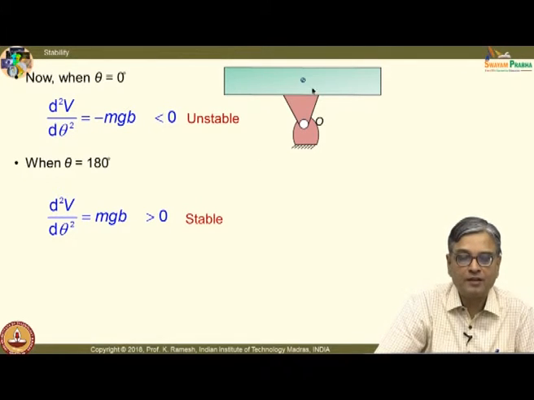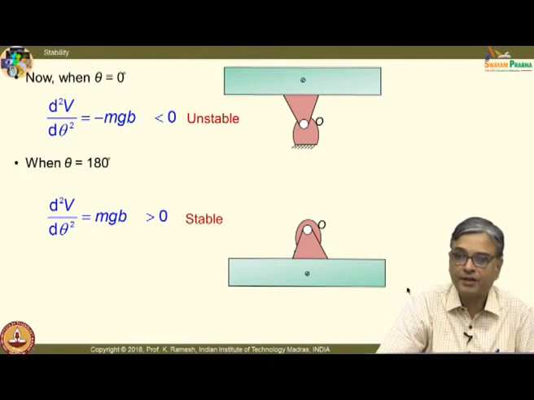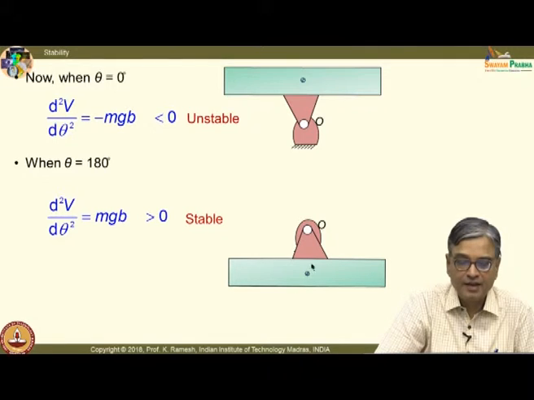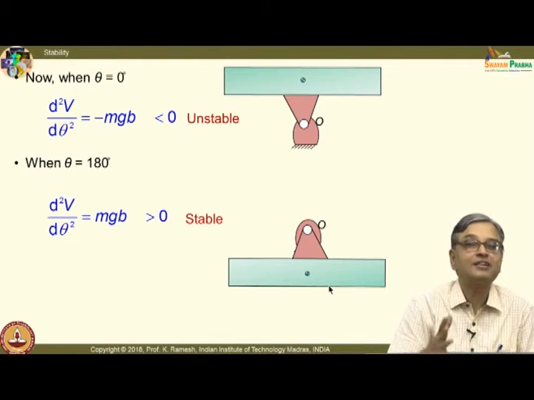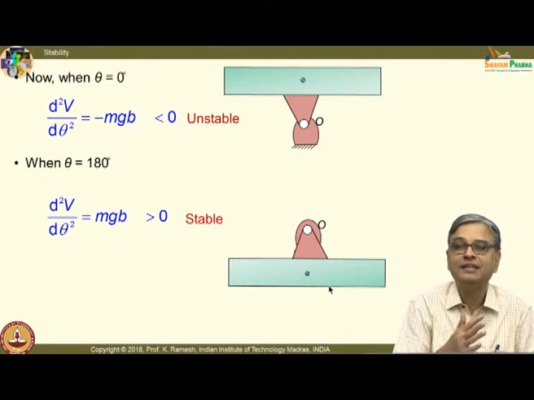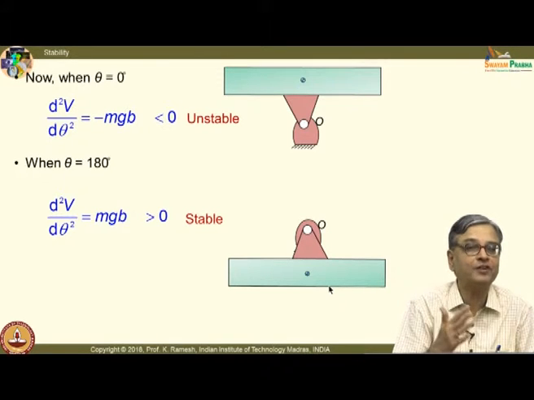So, when I plot the same configuration of the system at theta equal to 180, this is at the bottom, and you can very well see that it is quite stable. This is a naturally most stable configuration for the given system. Fine.